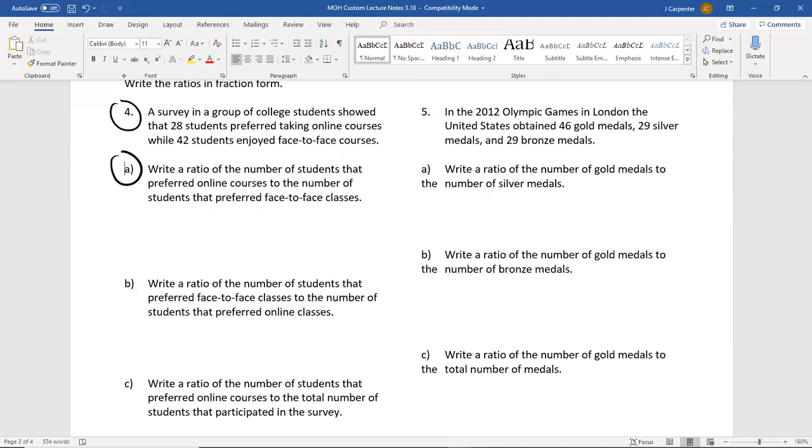What do they want us to do? The number of students that preferred online to the number that preferred face-to-face. So we're going online, and I'm going to write it as a fraction, over face-to-face. So what was the online number? That was the 28. What was the face-to-face number? That was the 42. And that's our ratio, 28 over 42.